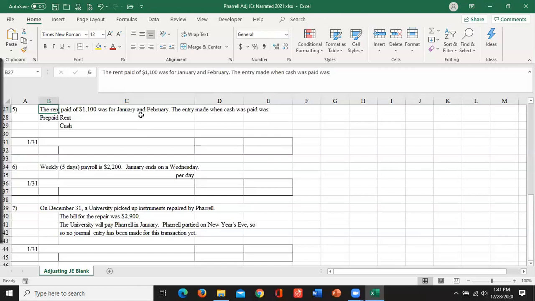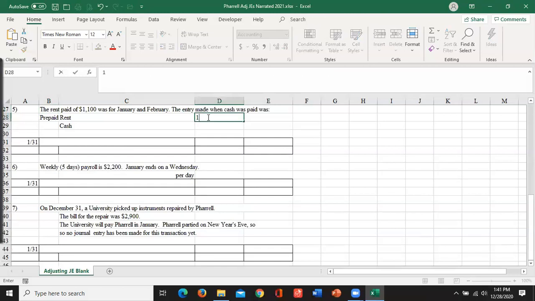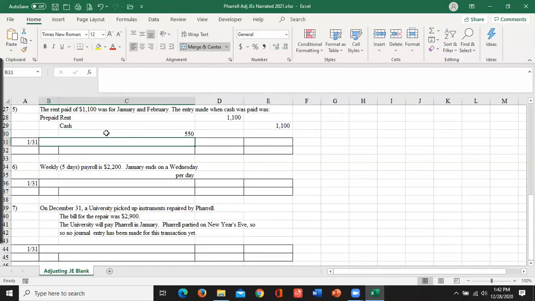Since I'm paying in advance for more than one month, I want to put it into an account called prepaid rent. If it's going to expire in a month, it doesn't really make any difference where I put it. But if it's going more than one period, you need to show that you've paid in advance with an asset. So that's $1,100, but now it's for January and February. Only half of that should be an expense and the other half should be an asset.